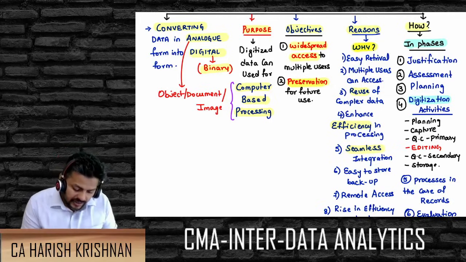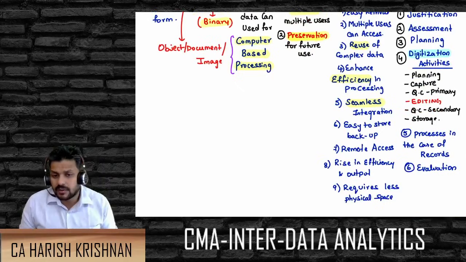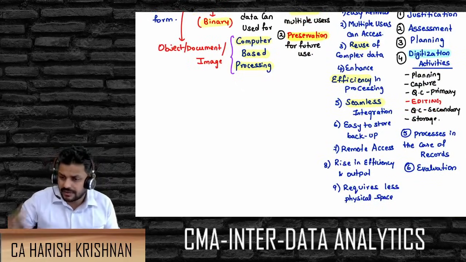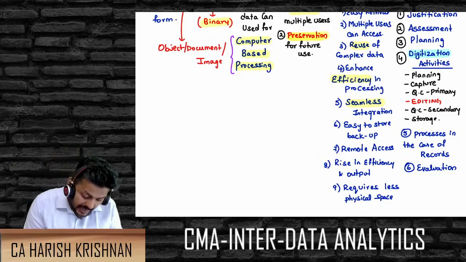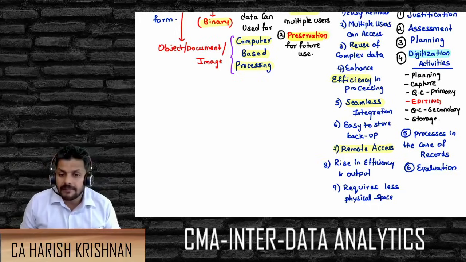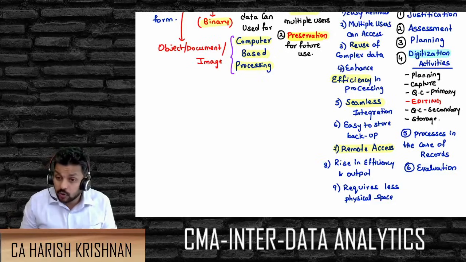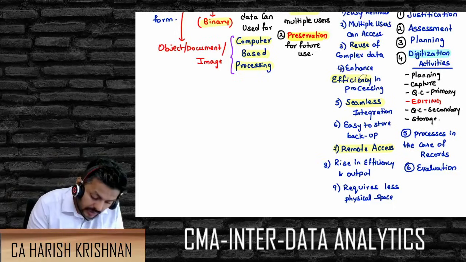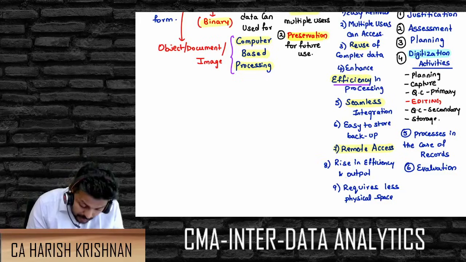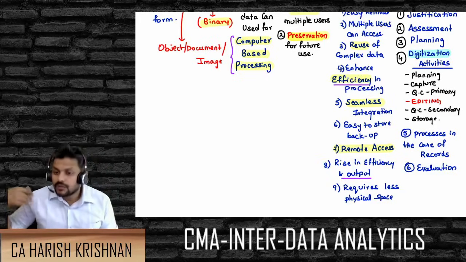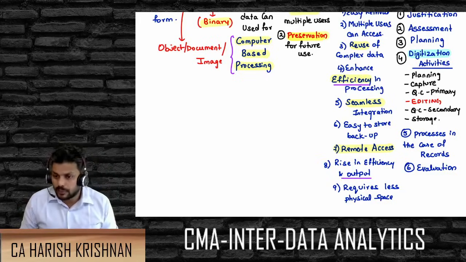Then all the information is easy to store and backup, like you can store content on Google Drive or any drive once you digitize it, right? Google Drive, OneDrive, everywhere. And from any place you can have remote access to all the data. And then when you are working on this, there will be a rise in the efficiency and output. There's a difference between point number 4 and point number 8. While point number 4 talks about efficiency in processing, that is the time taken to process, point number 8 talks about rise in efficiency in the output. So the time taken to generate the output and use the output, that is also faster.